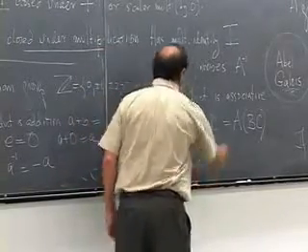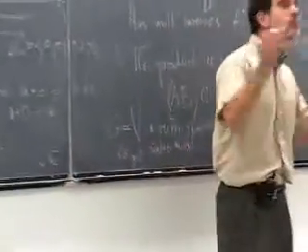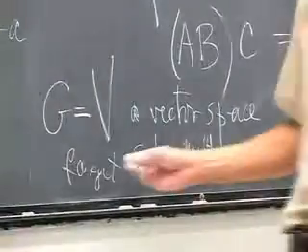So it turns out that once you come up with this rather simple definition, there are groups all over the place. This is also an abelian group.